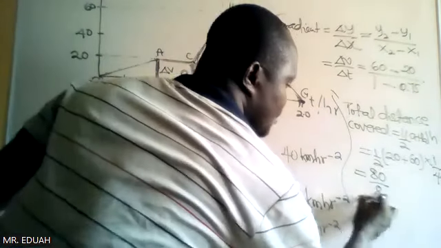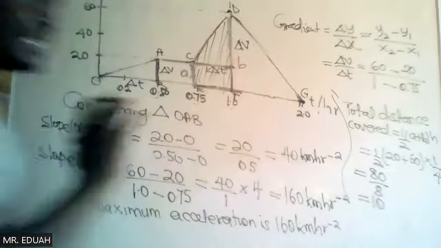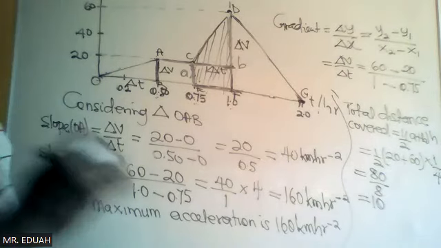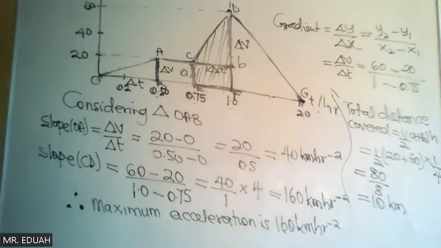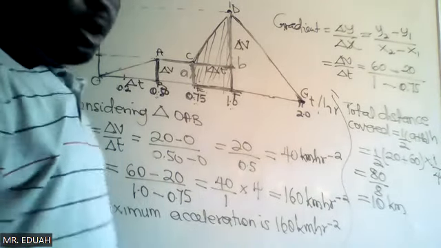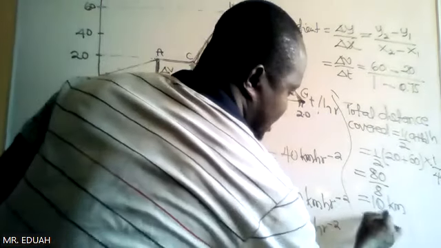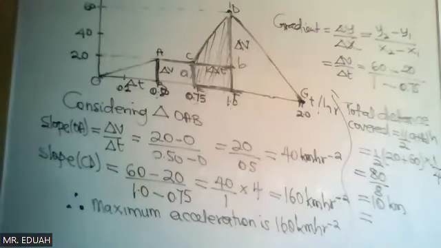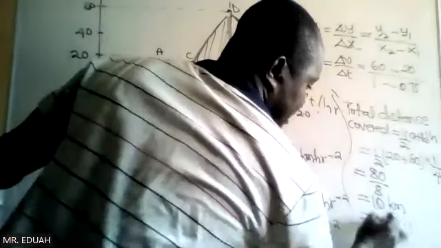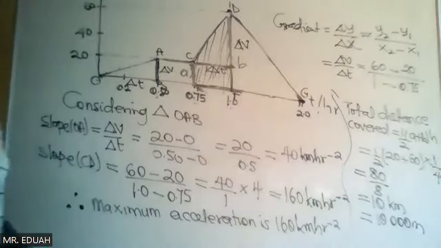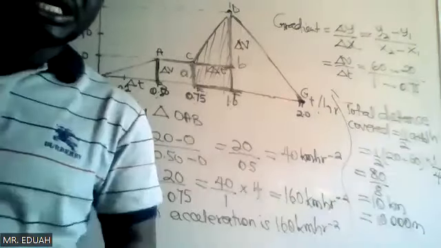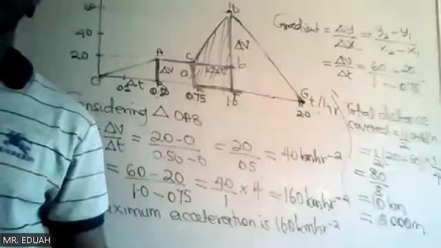And this is 10. I haven't changed the unit. And since this is about distance, 10 kilometer. Or if you want to express it in meter, you can, but not necessary. So 10,000 meter as the total distance traveled. Are we okay?